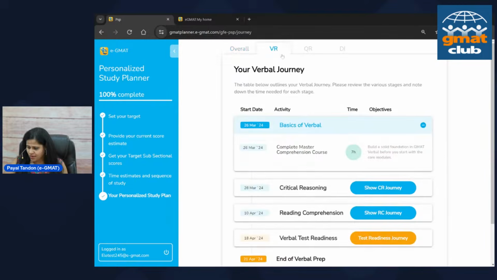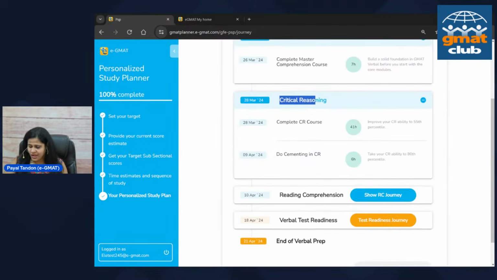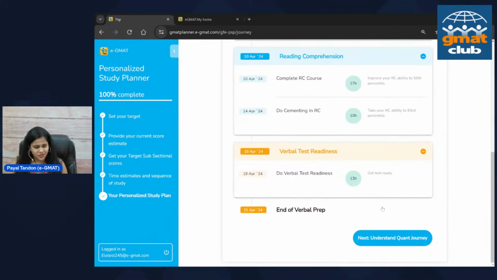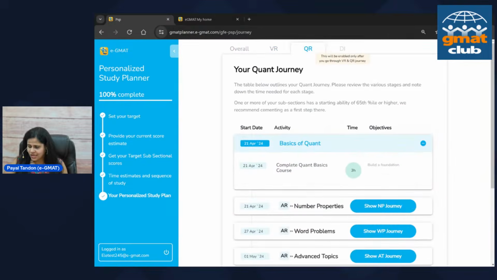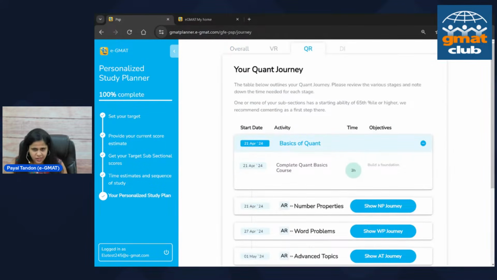So if I look at my verbal journey, it tells me that I need to first finish my master comprehension course, then I need to do CR, I need to do cementing in CR, then RC, and then I need to do verbal test readiness, and then likewise for each and everything. Okay, so the thing over here is that it's very important. So let me just stop sharing this right now.